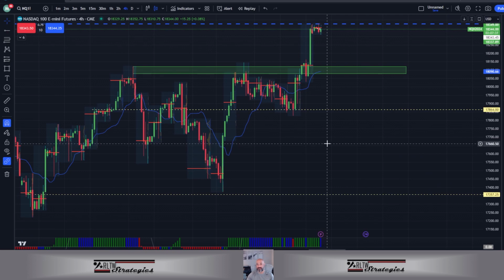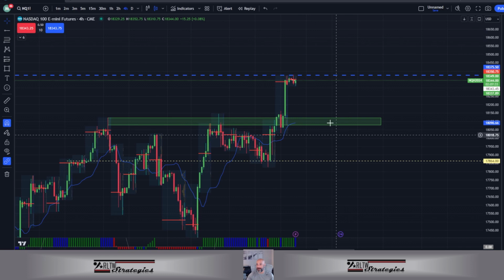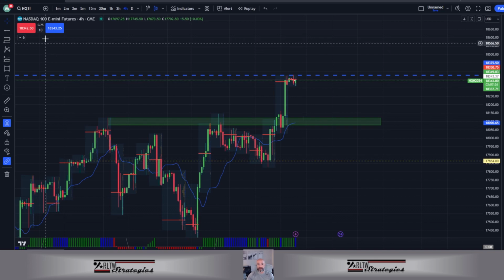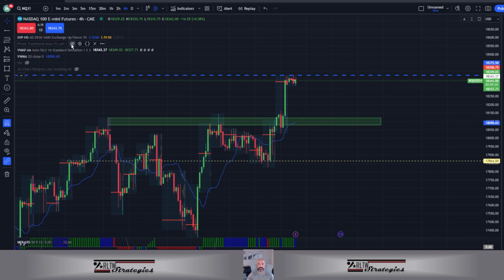I feel like today's going to be a chop day. That is my initial feeling, a chop day. We may come down here, bounce off this area to come up, break through, touch this area, see what the pivot points look like.